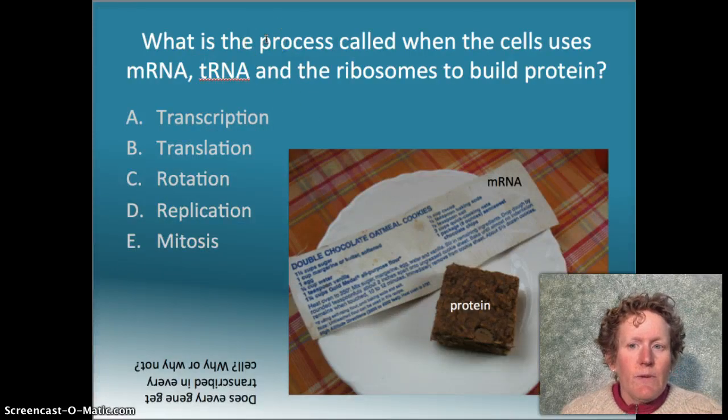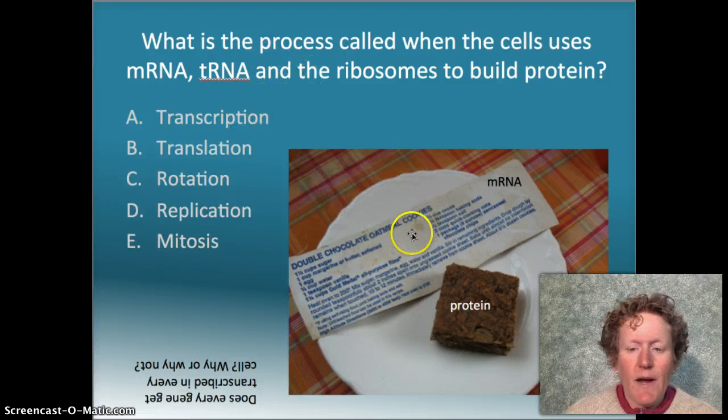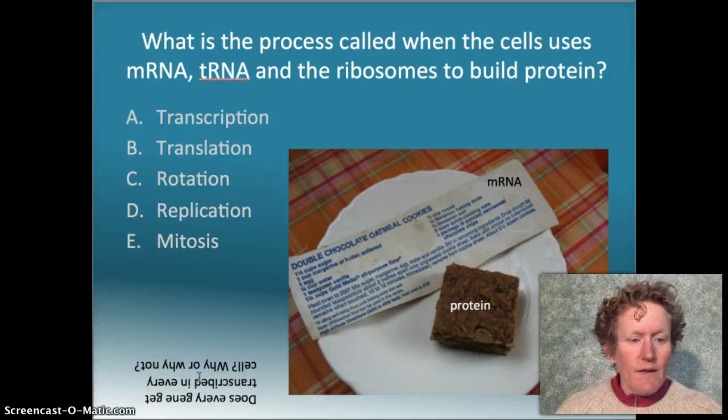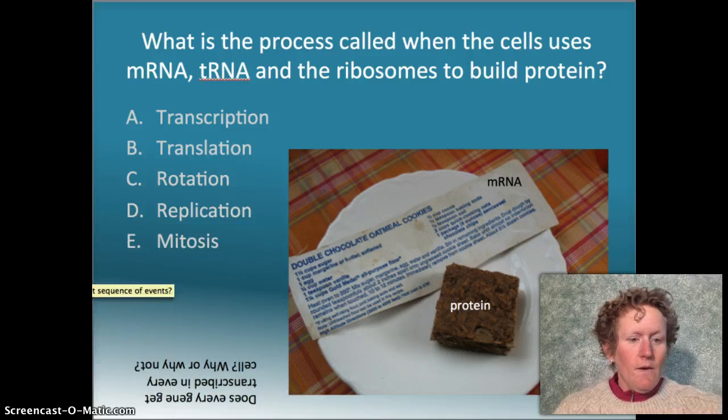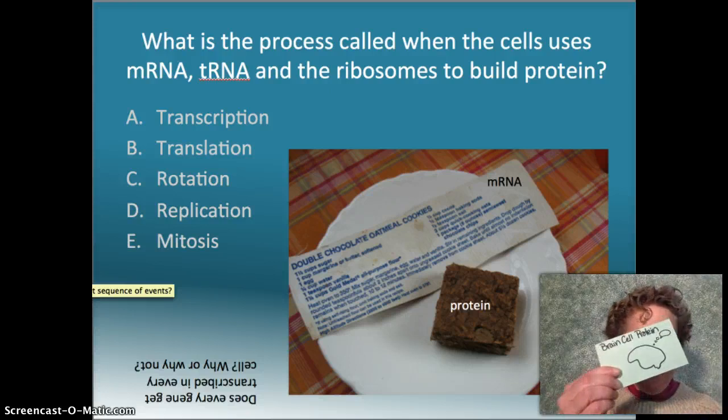What is the process called when a cell uses mRNA, that's messenger RNA, transfer RNA, and the ribosomes to build proteins? That process where you take the recipe from mRNA and you make a protein is called translation. If you're looking down here, not every gene gets transcribed in every cell because not every cell needs every kind of protein that your body can make. Your heart cells or your bone cells will need very different proteins than, say, your brain.